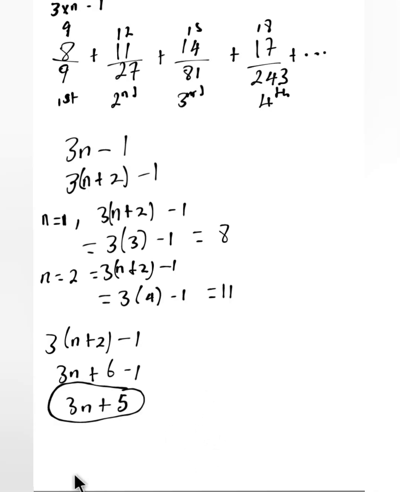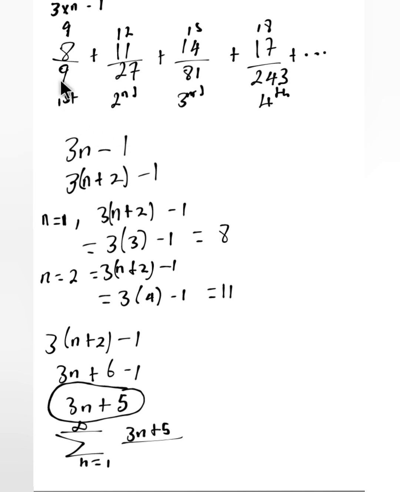So hence, we're going to use the summation from n equals 1 to infinity of 3n plus 5 for the numerator. For the denominator, when n is 1, the denominator is 9. When n is 2, 27, 3, 81, 4, 243. So what can be done?